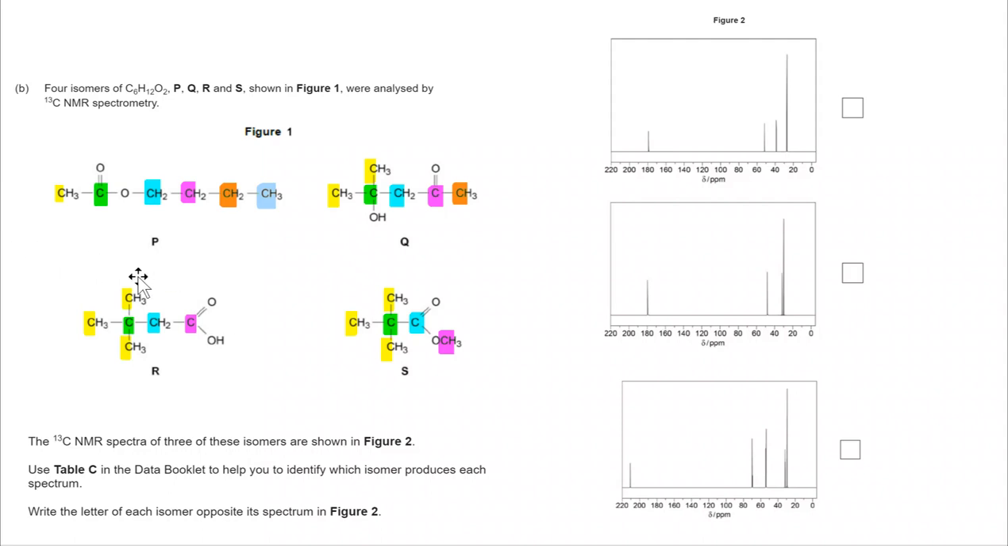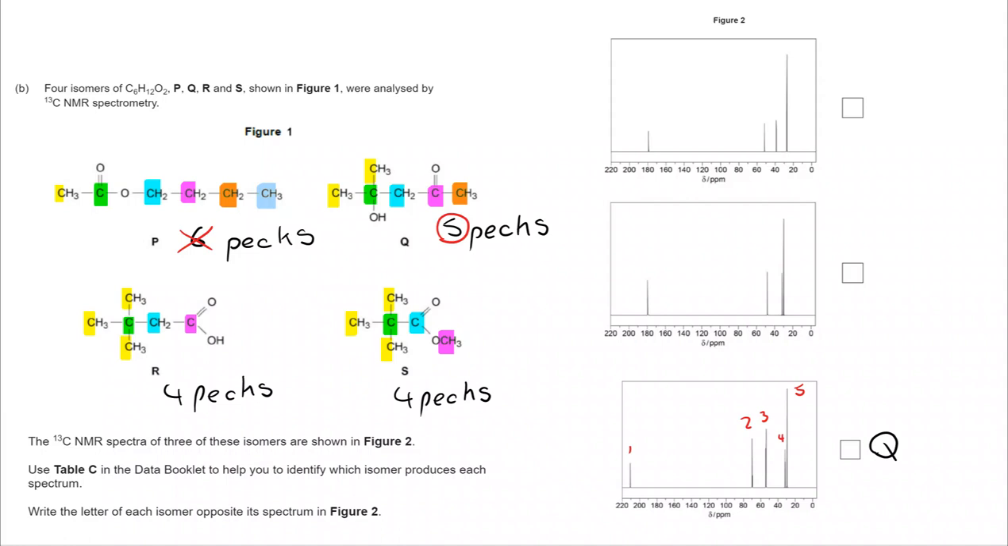You can see this in R and S, where I've got 3 CH3s all coming off the same carbon. That does mean that they are all equivalent hydrogens and equivalent carbons, and that's really important. But if I break that down a little further, you can see that P has 6 peaks, Q has 5 peaks, R and S have 4 peaks each. Now immediately I can go across and I can count my peaks, and I can see that there are 5 on the third spectrum. So that one is Q. I also know that there are none of these that have got 6 peaks, so I can immediately disregard P, and I know that my final 2 are going to be R and S.